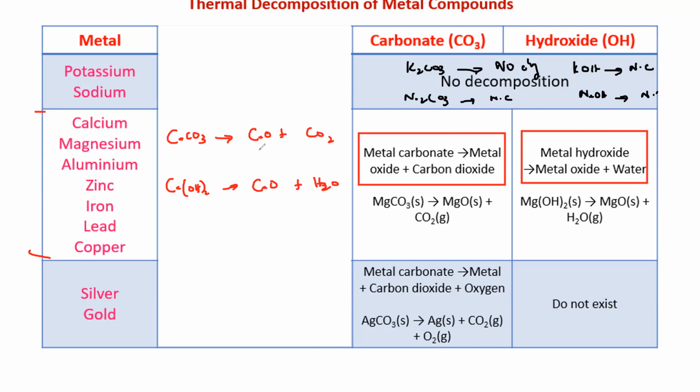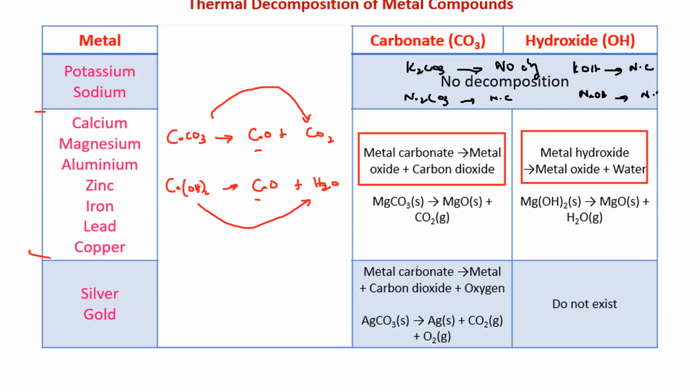So metal oxide is common. If it is a carbonate, carbon dioxide. If it is a hydroxide, then it will be water. And this happens for all of them. Like if I heat zinc carbonate, it will give zinc oxide plus carbon dioxide. If I heat lead carbonate, it will give lead oxide plus carbon dioxide.